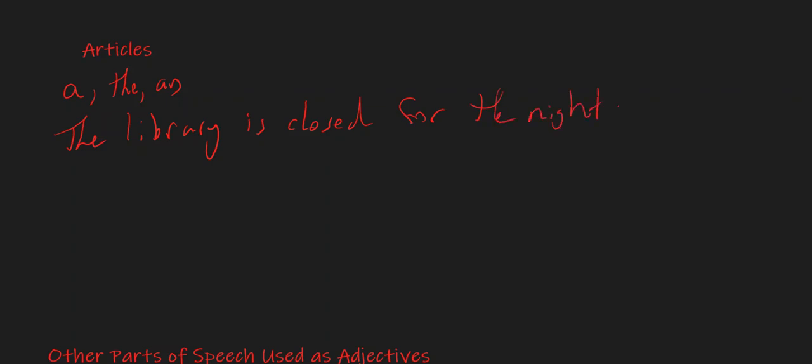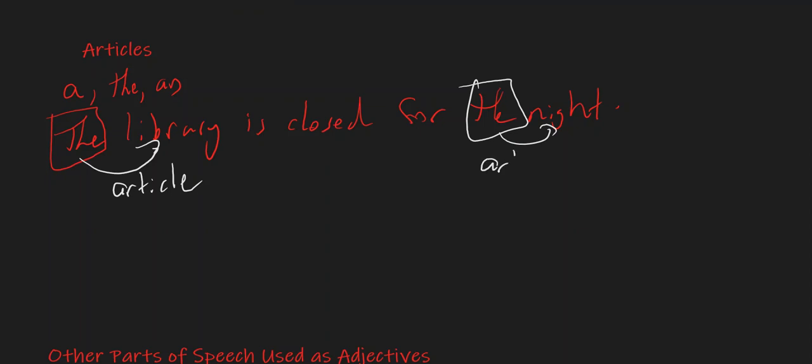Many times you would use the articles a, the, or an before any noun. For example, you might say, "The library is closed for the night." In this case, the, which precedes library, modifies library, and we call it an article. The same thing applies to night, which is modified by the, and we call this also an article. That is a specific kind of article. We call this a definite article.